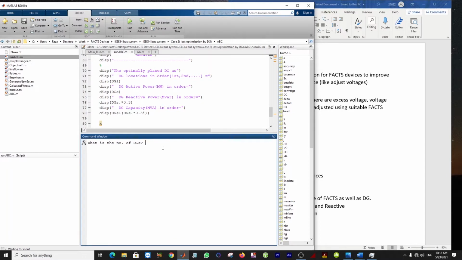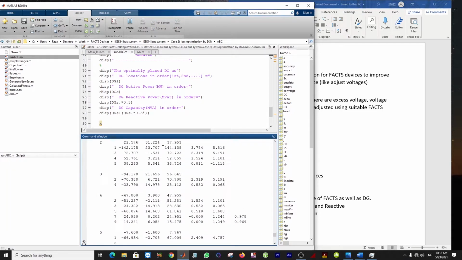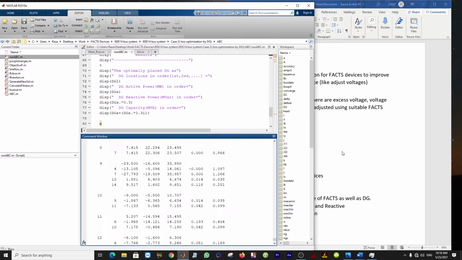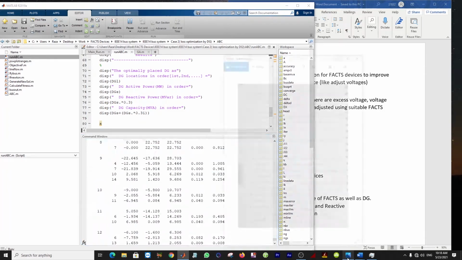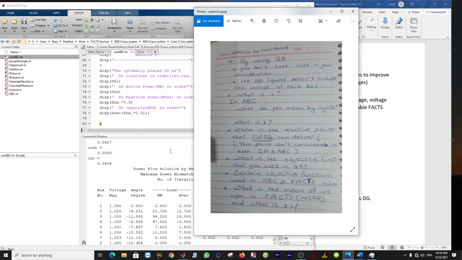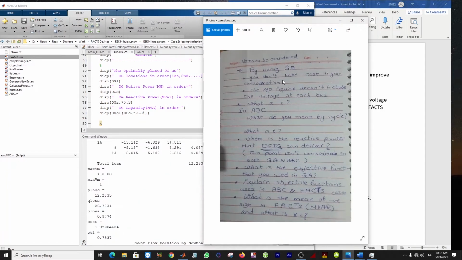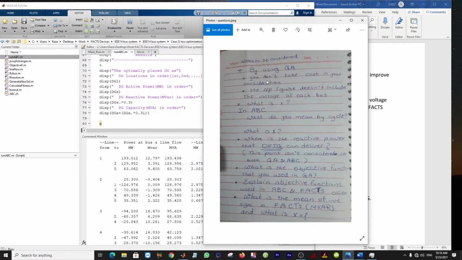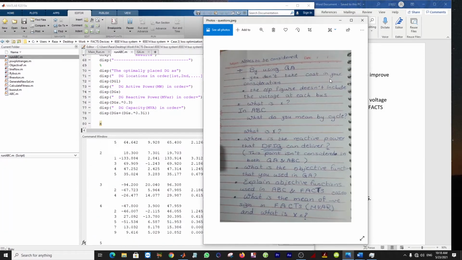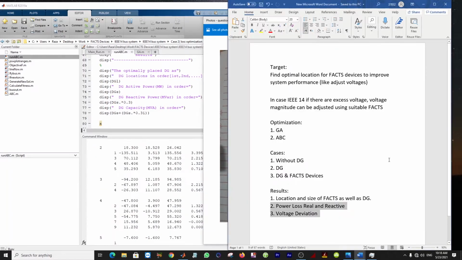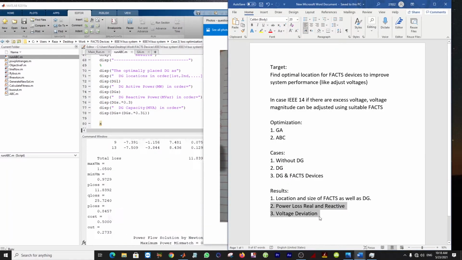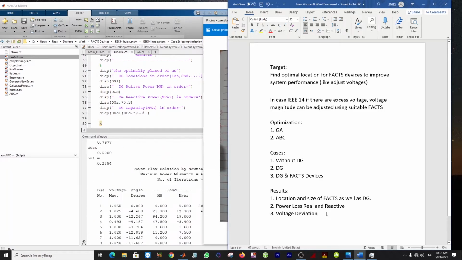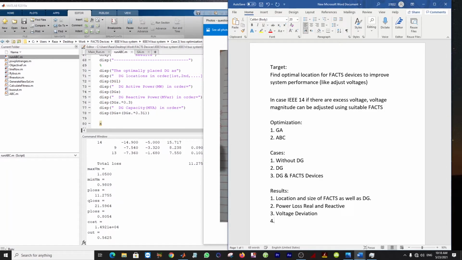So there will be the question. You can make 1, 2, 3, 4, any number of DGs you want to select. So let me select 4. So let's take a look at the questions. First question, these questions are using genetic algorithm. You don't take cost into your consideration. As I explained here, we have another objective function that is cost.